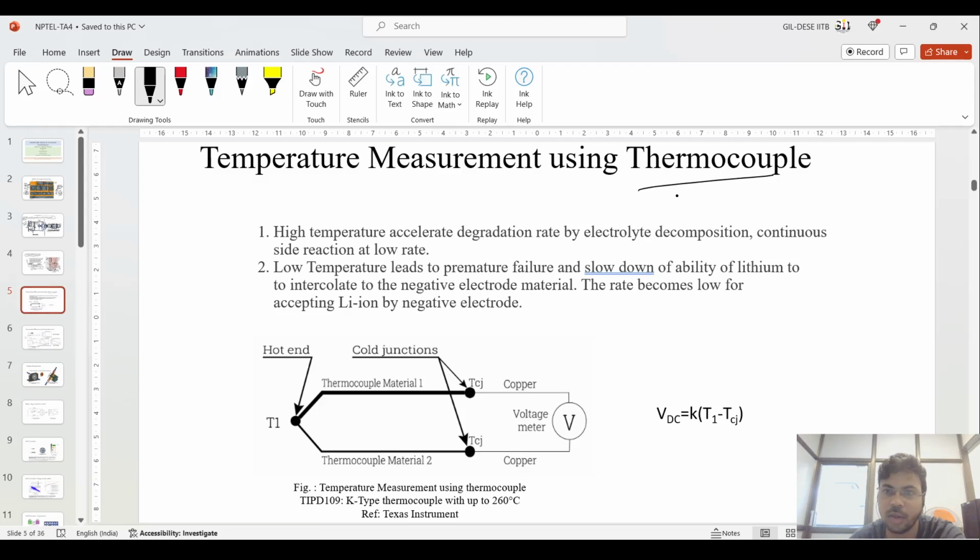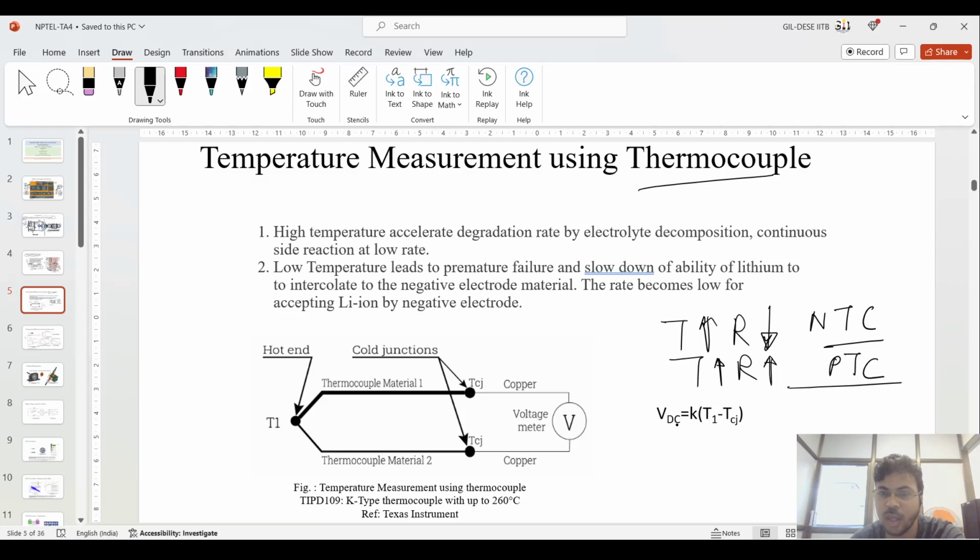And if you see the temperature measurement, you have different kinds of systems, such as the thermocouple, and you have thermistors also. Thermistors are such that their resistance is inversely proportional to temperature. If the temperature increases, the resistance decreases for the NTC type of thermistors. And if temperature increases and resistance also increases, this is the positive temperature coefficient resistance.